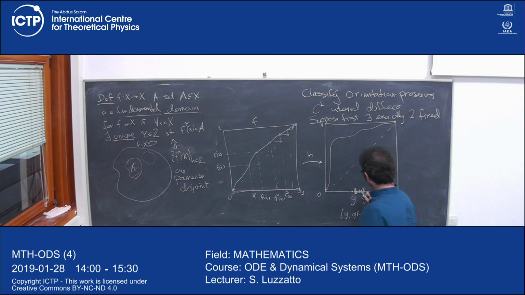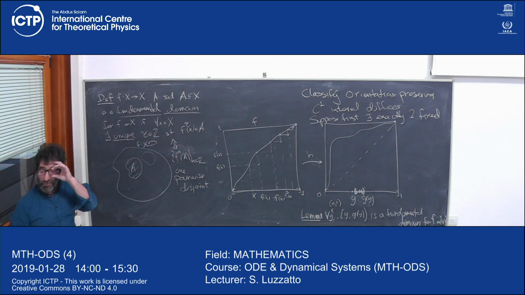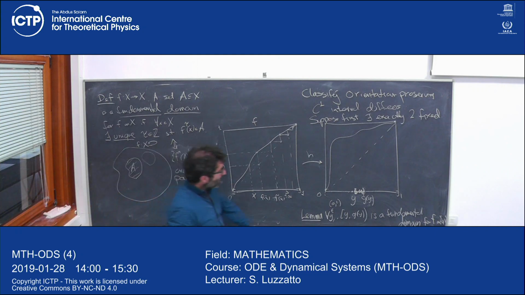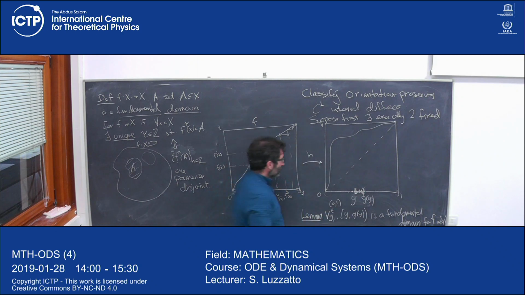But the statement, the lemma, which you can prove as an exercise, is that for every y in (0,1), so except for 0 and 1, in the open interval (0,1), this is a fundamental domain for f on the whole interval (0,1). Okay? So there are many fundamental domains because we can choose any arbitrary point y, we take g of y, and that's a fundamental domain. This is A.